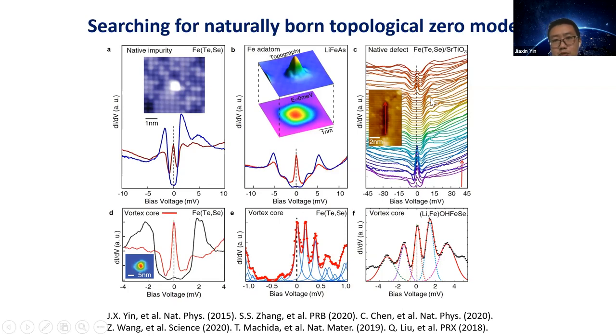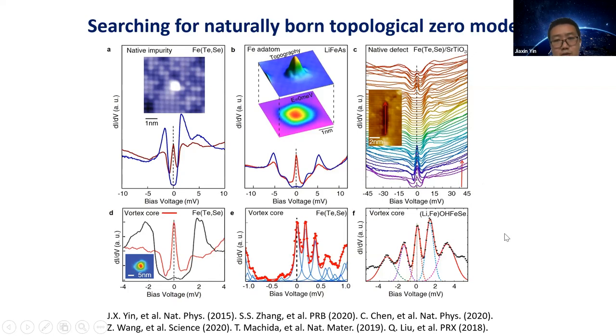And another interesting recent experiment is in the film of iron selenide titanide system. People find there can be native line vacancies, and at the ends of the vacancies, people also observed a robust zero energy state. They are also good candidates for the topological zero mode.